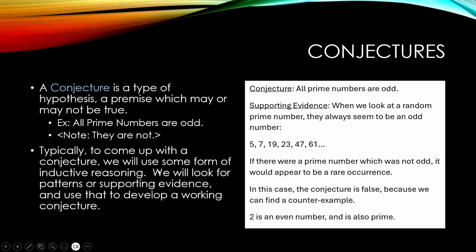Typically, to come up with a conjecture, we will use some form of inductive reasoning. Inductive reasoning means we're looking for patterns. And so we will look for patterns or supporting evidence and use that to develop a working conjecture.